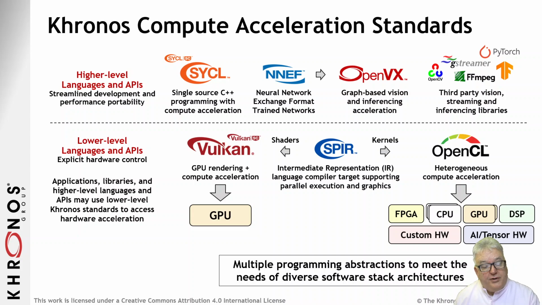SYCL and OpenVX on the top row of the slide are higher-level programming frameworks for increased application portability across diverse processor architectures. SYCL provides parallel programming using standard C++, and OpenVX uses a graph abstraction to express vision and inferencing functionality and can directly import trained neural networks in the Khronos NNEF format. SYCL and OpenVX may be accelerated by the lower-level Khronos APIs, but that is a choice left to the implementer. Third-party libraries for imaging, vision, video, and inferencing processing often use lower-level Khronos APIs, such as Vulkan and OpenCL, for access to hardware acceleration.